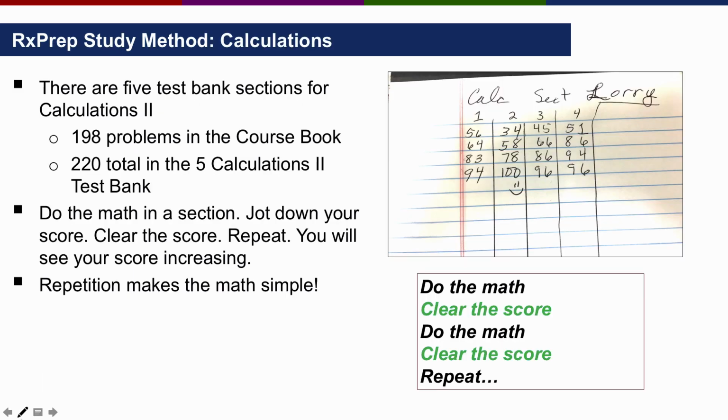I reviewed the study method for the non-math sections. Let's review the study method for the math sections. There are 4 calculation sections. This is students' scores. You can see she wrote 1, 2, 3, and 4. The first time she tested in section 1 of calculations, she got a 56 because she didn't know the formulas.